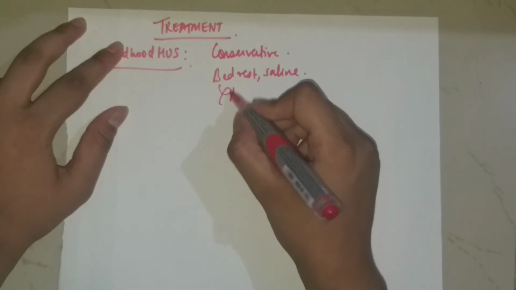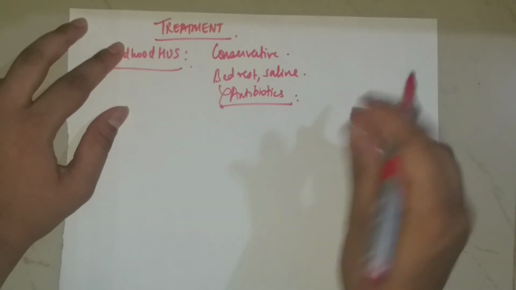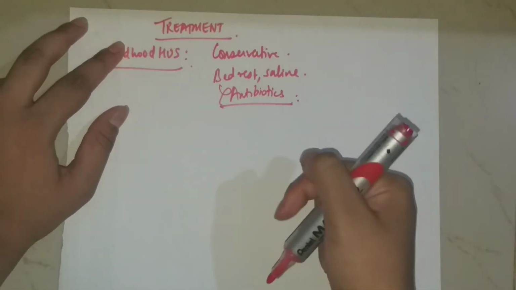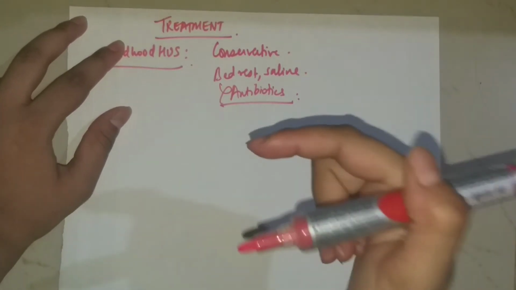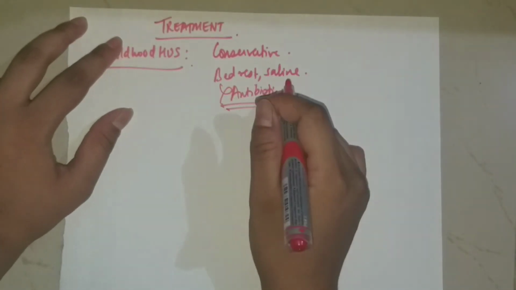There is no role for antibiotics. Remember, the infection has already gone. It's the toxin which is affecting. It's the toxin which is causing the endothelial injury. So there's no role of antibiotics. So it's mainly conservative management.